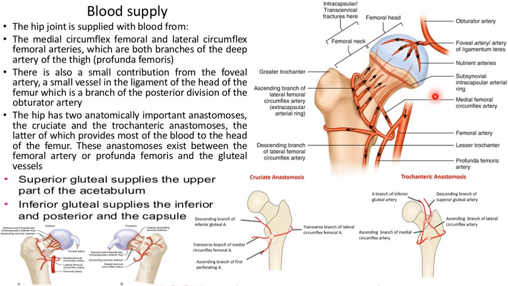So when there is any fracture of the neck of the femur, there is compromise for the blood supply to the femoral head, because from the foveal artery it is a very minimal supply that's been supplying the head. More of it is from the lateral and medial circumflex femoral arteries, and the superior gluteal artery supplies the upper part of the acetabulum, and the inferior gluteal artery supplies inferior and posterior parts of the capsule.